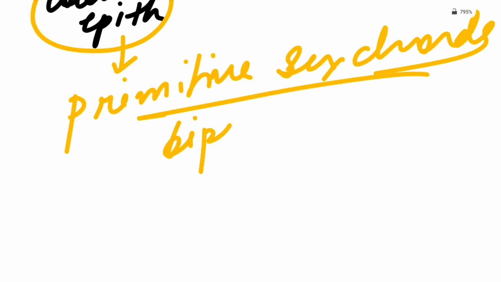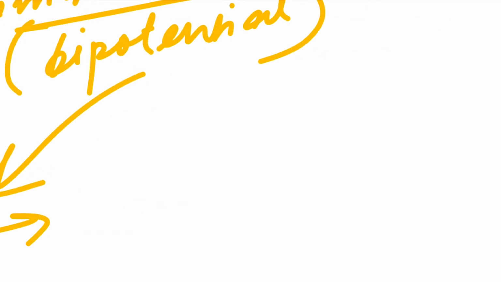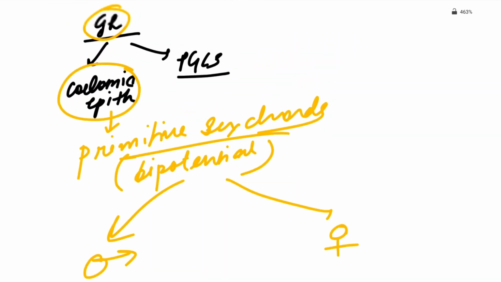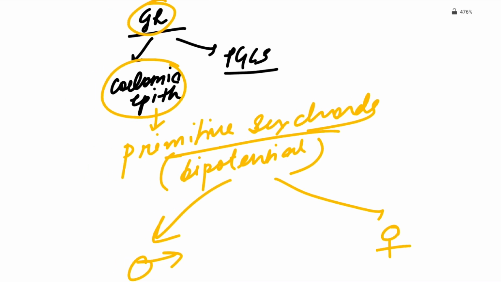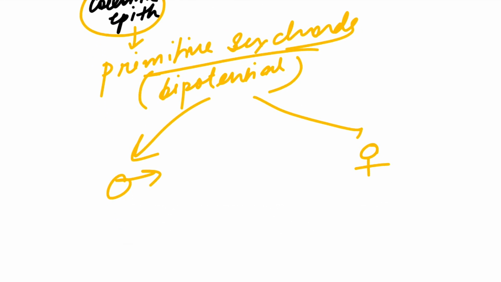They are bipotential, which means that they have the capacity to differentiate either into the male gonads or into the female gonads. So from the genital ridge, it will differentiate to form the primitive sex cords, because of the formation of the finger-like processes from the coelomic epithelium. These primitive sex cords are bipotential and can differentiate into either the male gonad or the female gonad. So, who is going to determine that?